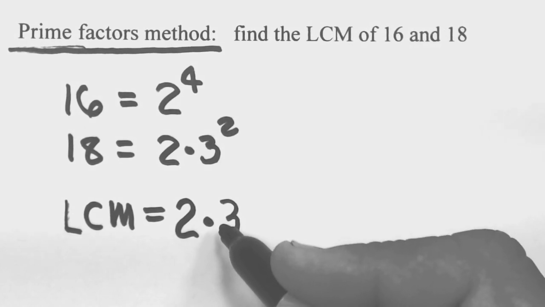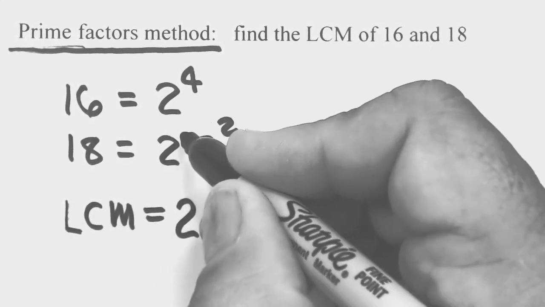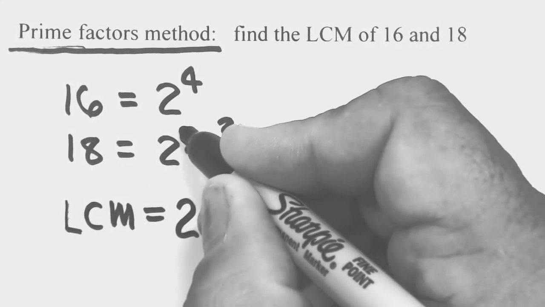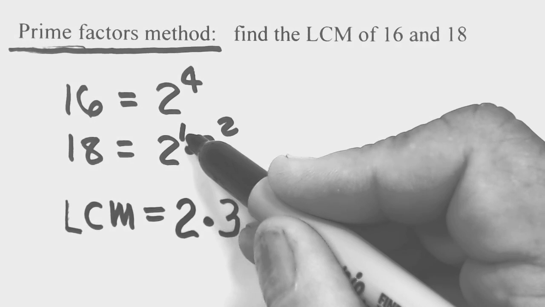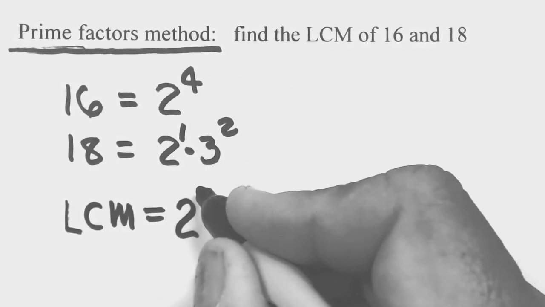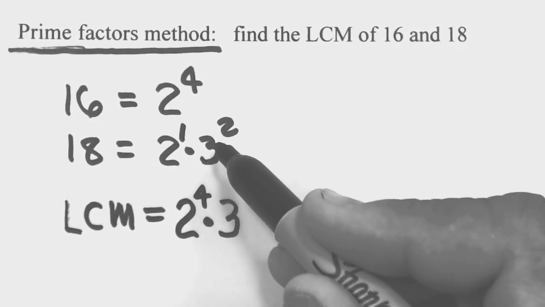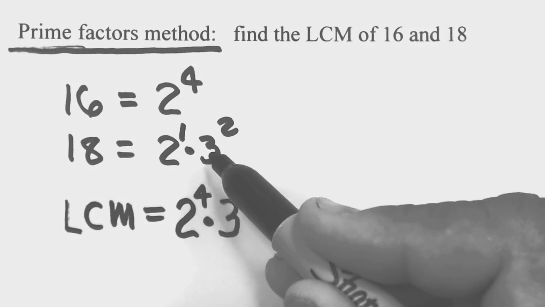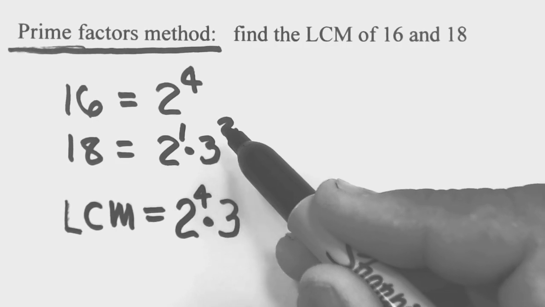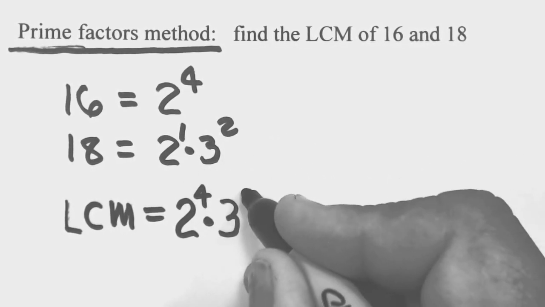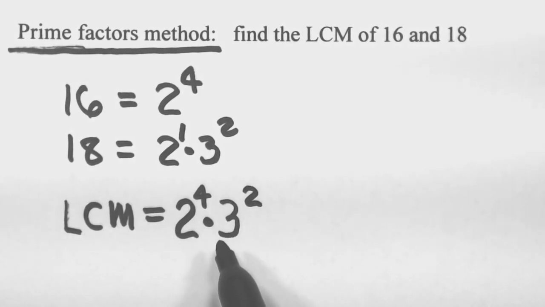Now, we go back and take the highest power we see for each of these. For instance, remember that this 2 down here with the 18 is 2 to the first power. So when we look at the 2's, I see a power of 4 here and a power of 1 here. Well, 4 is the higher, so I use 2 to the 4th in my answer. Likewise, I take a look at 3 squared. That's the only 3 that I have, so it is the highest power, so 3 squared. Well, this is the LCM, or LCD, right here.